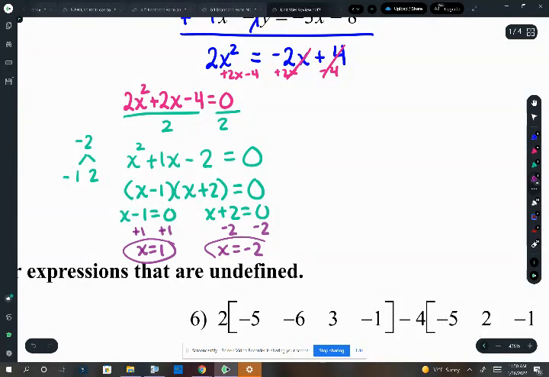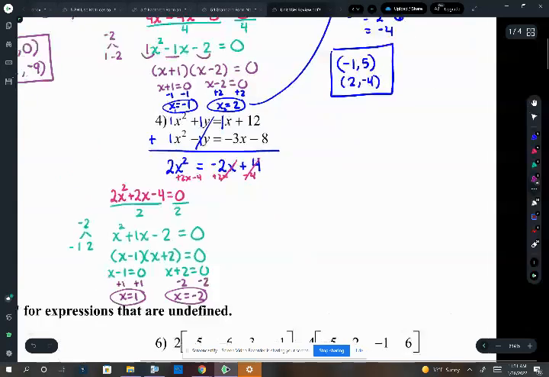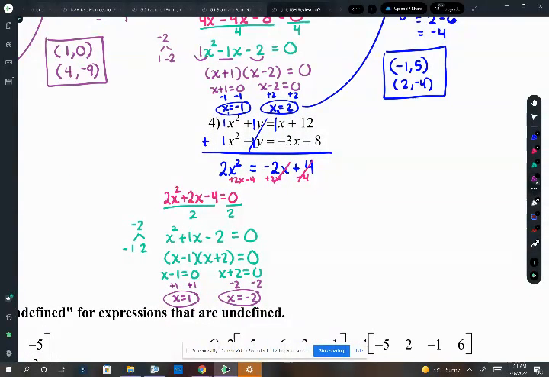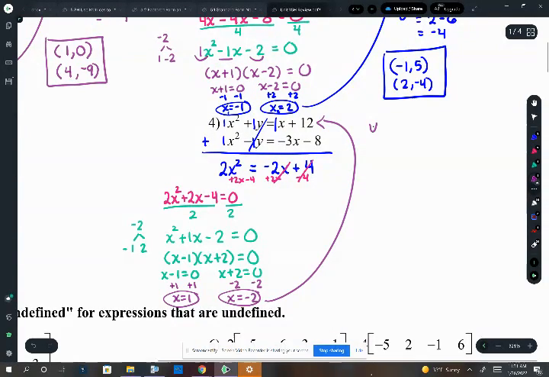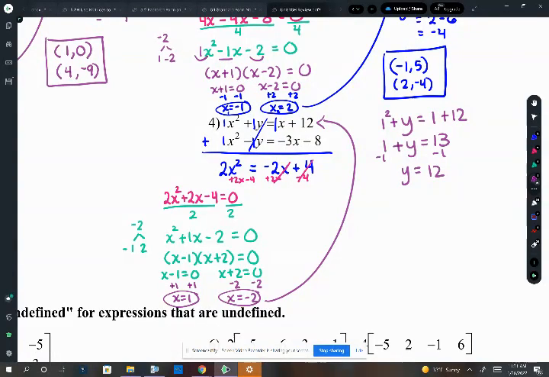And then I have to determine which equation I want to plug it into. It's not quite as nice because we don't have one solved for y. So I just have to choose which one I'm going to plug it into. So I'm going to plug it into the top. My first one I'm going to plug in is the 1. So I'm going to go 1 squared plus y equals 1 plus 12. And so we get 1 plus y is equal to 13. And then we're going to subtract 1. So y is equal to 12. So that's our first value of y.